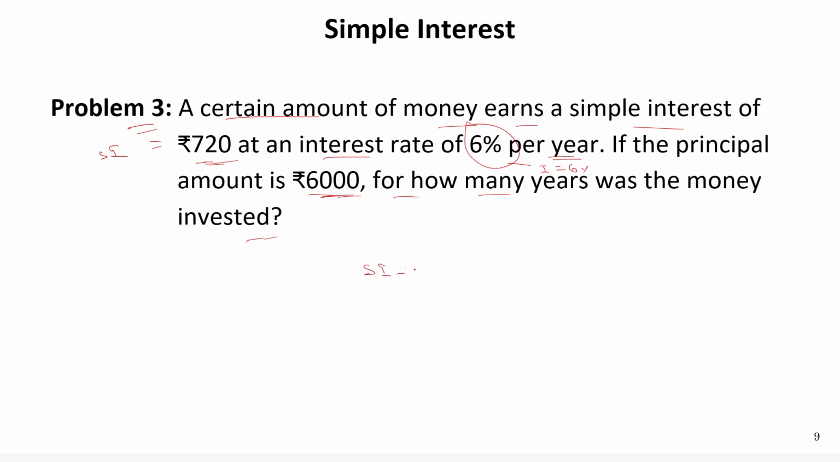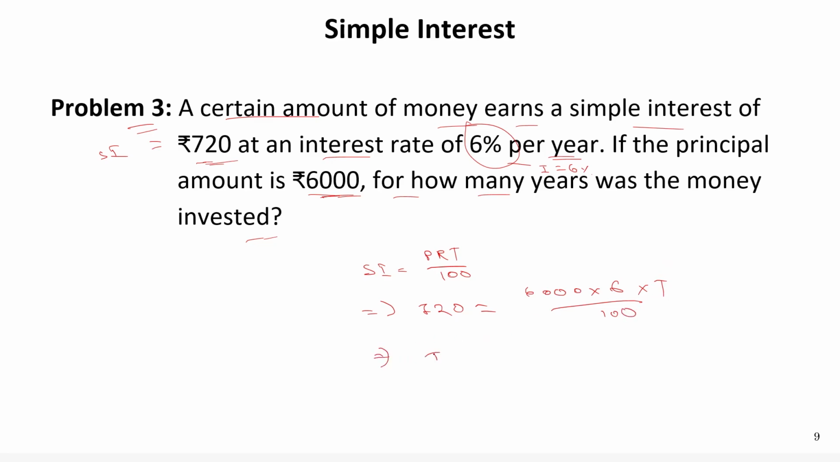So SI is equal to PRT by 100, right? So this implies that SI is given to us as 720 and P is given to us as 6000, right? And R is given to us as 6%, so we have to divide it by 100, and T is unknown. So we have assumed the number of years is equal to T.